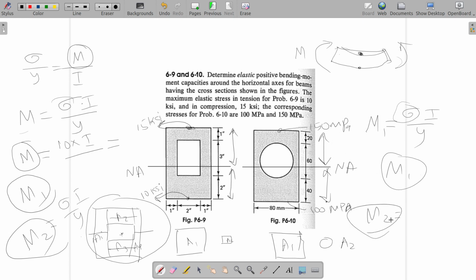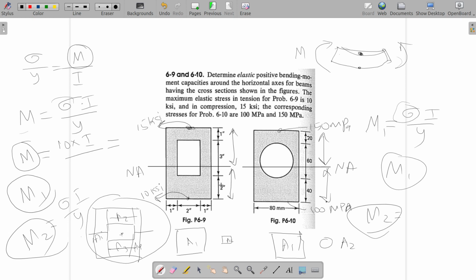And once you have M1 and M2, take the lower value of M1 and M2. The lower value of M1 and M2 will give you the elastic positive bending moment capacity of this particular cross section here. So this is how you solve the problem.